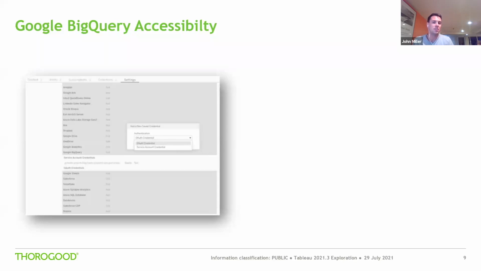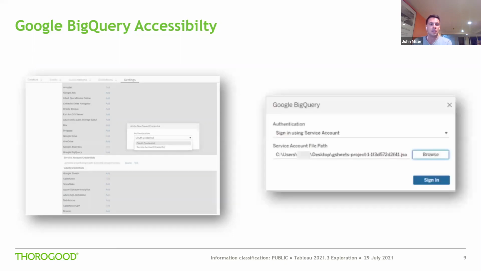To take advantage of this feature, a user that has the correct permissions to create and manage service accounts will need to add the service account as a saved credential under Google BigQuery. Then when you need to add a connection to Google BigQuery, you specify to use a service account and browse for the stored credential. These stored credentials come from Google BigQuery, and they can be downloaded into a JSON file.